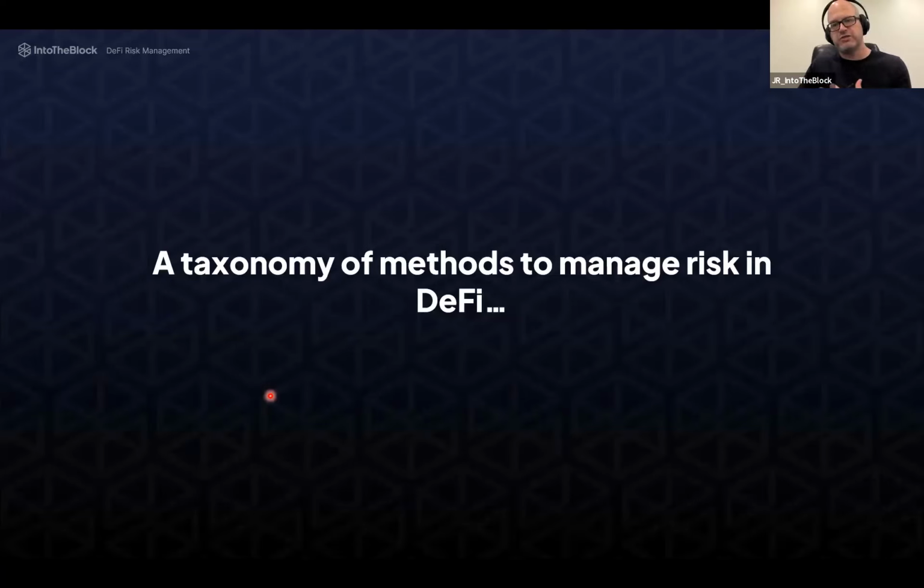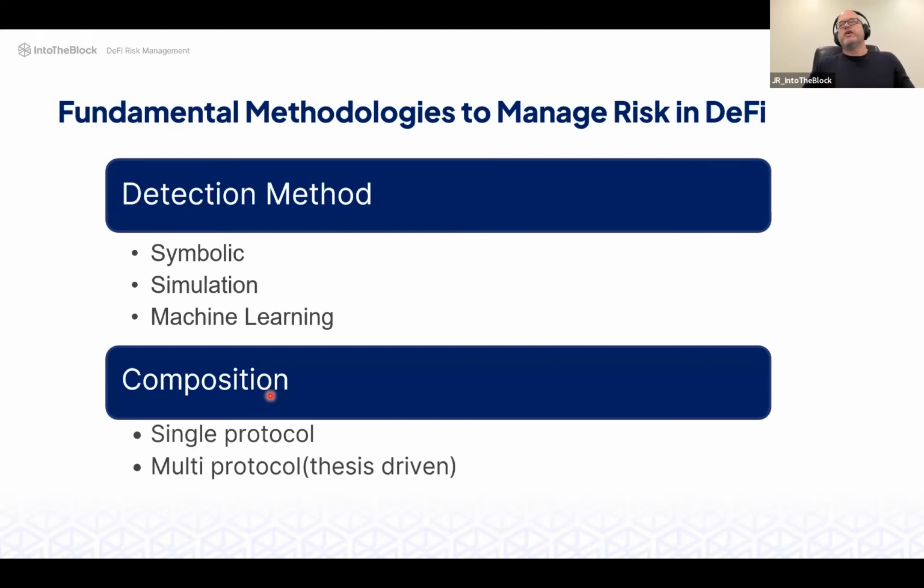Now, how do you manage risk in DeFi? What are the different approaches? Here, there is also another taxonomy that I think works for us. So, first of all, how do you detect risk and what approaches do you have? There are three main groups that we can think of. One is rules-based, symbolic. One is based on simulations. One is based in machine learning.